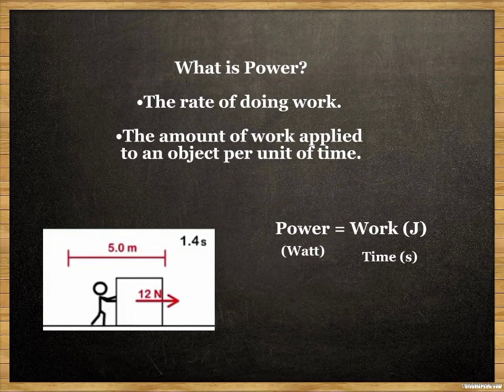So what is power? Power is the rate of doing work, the amount of work applied to an object per unit of time. The unit of measurement of power is watts, and for work we have joules and time, which is usually in seconds. That is the formula to get power: power is equal to work over time.